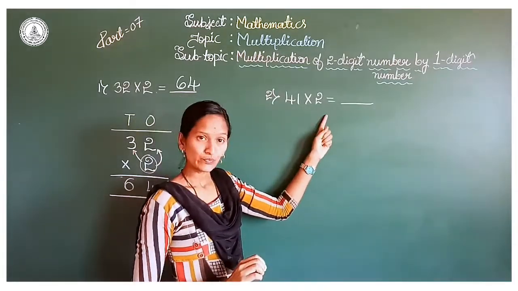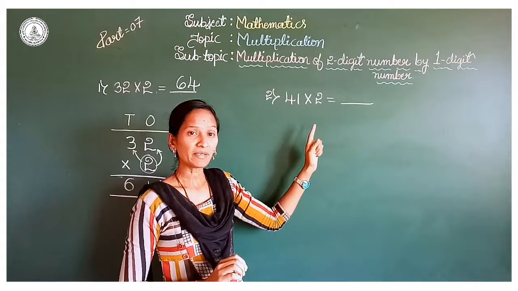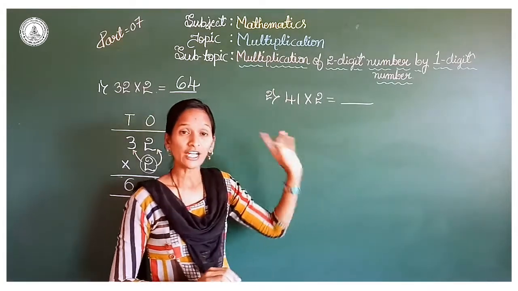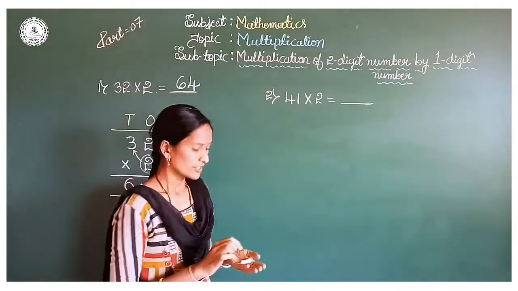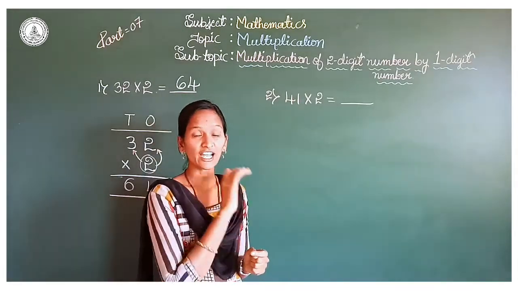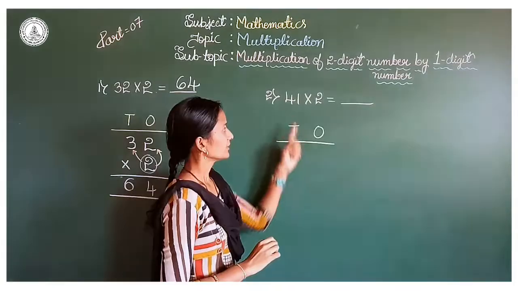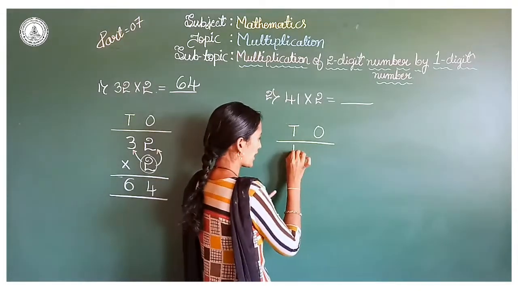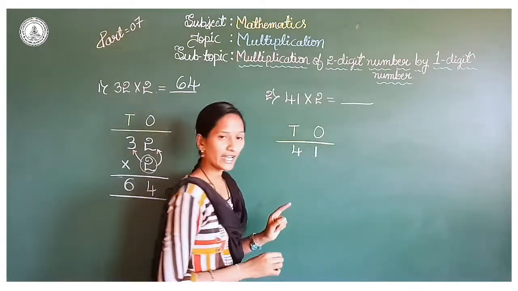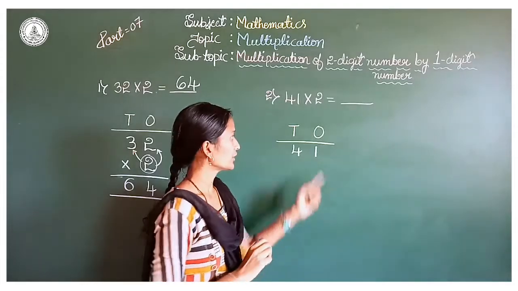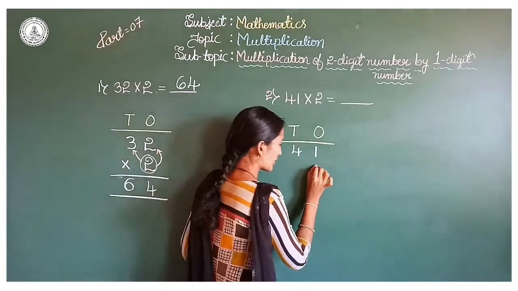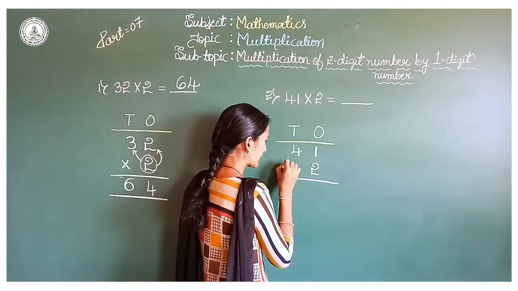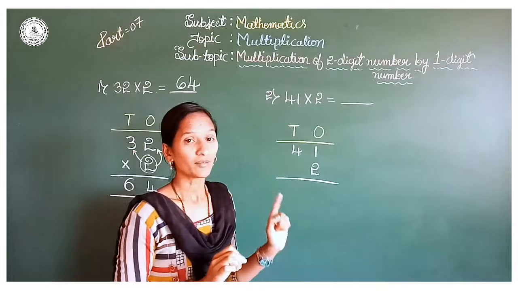41 into 2. In this problem, the multiplicand is 41, and the multiplier is 2. Now you have to find out the product. First step is you have to arrange it under the columns of tens and ones. The first one is the multiplicand. It is a 2-digit number, so I am writing it at first. Which is the multiplier? Here 2 is the multiplier. So I am writing 2 here. Next, put the symbol of multiplication in front of the multiplier.